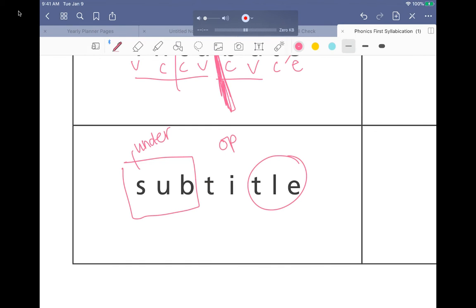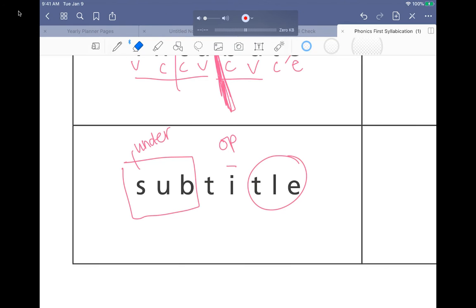It's open because there's no, look, remember, this is circled, so I don't pay attention to it right now. There is no consonant after this vowel. So this I is, oh, sorry, that's the wrong sign. So this I is long and it says its name. So it says subtitle. Subtitle. Have you ever heard that before?